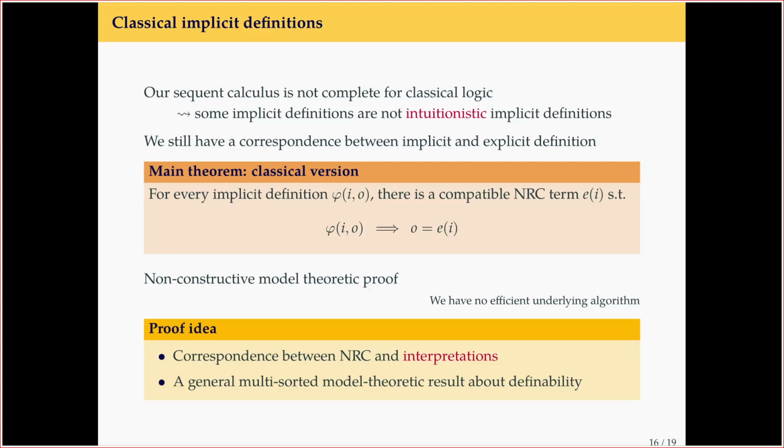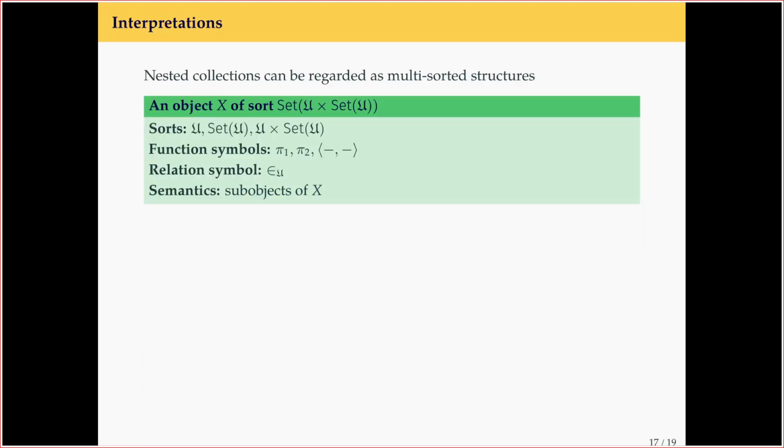There are two steps. First, we use the fact that transformations definable by NRC are those defined by logical interpretations. Then we use a more general result about implicit definability in multi-sorted structures and interpretations to conclude. The basic idea we use to employ model theoretic arguments is that a nested collection X may be regarded as a multi-sorted structure whose signature depends on its type and whose elements should generate every subobject of the collection X.